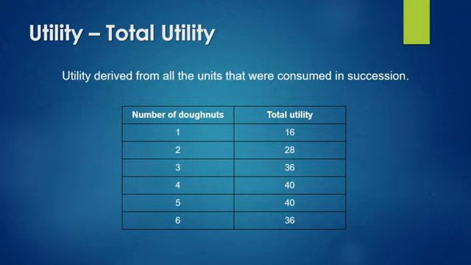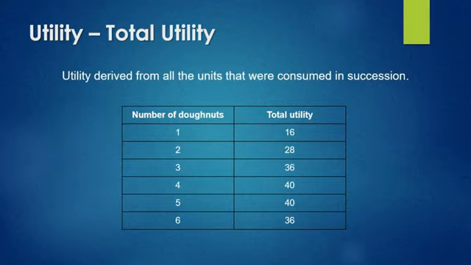We then see, okay, we're going to have some more donuts. We have our third and our fourth donut, and you see that our utility is still increasing. But then we see, all right, we're going to have a fifth donut. We don't know if we want to, but we will just have a fifth donut. And we see it's still at 40. That means that our total utility has not increased from the fourth to the fifth unit. So our level of satisfaction has now reached its maximum point.